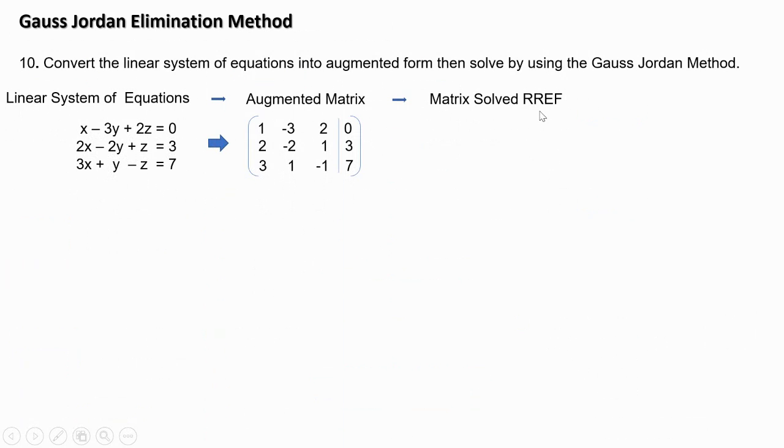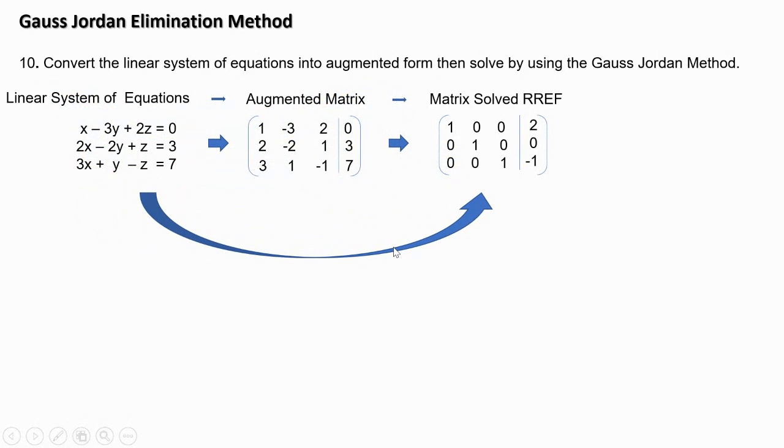And then after you apply the reduced row echelon form, this is the way it should look when you're done. So this is our x column, the y column, and the z column. So then x equals 2, y equals 0, and z equals -1. But how? That's what I'm going to show you.